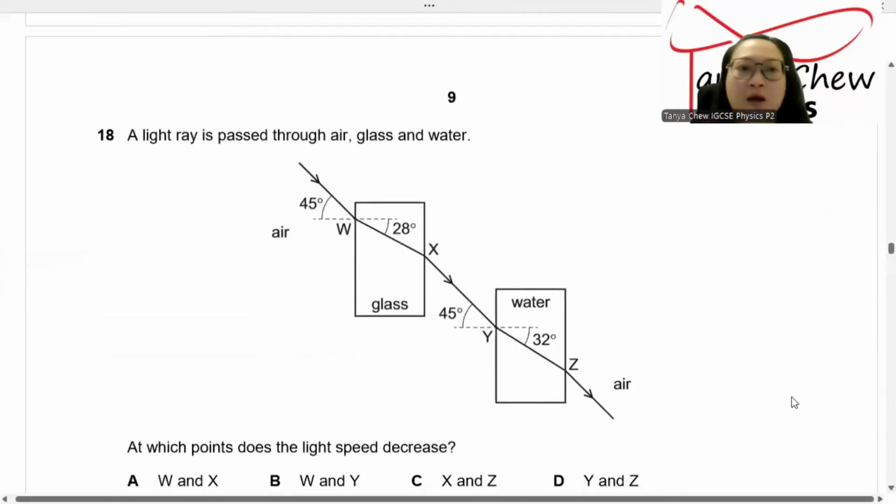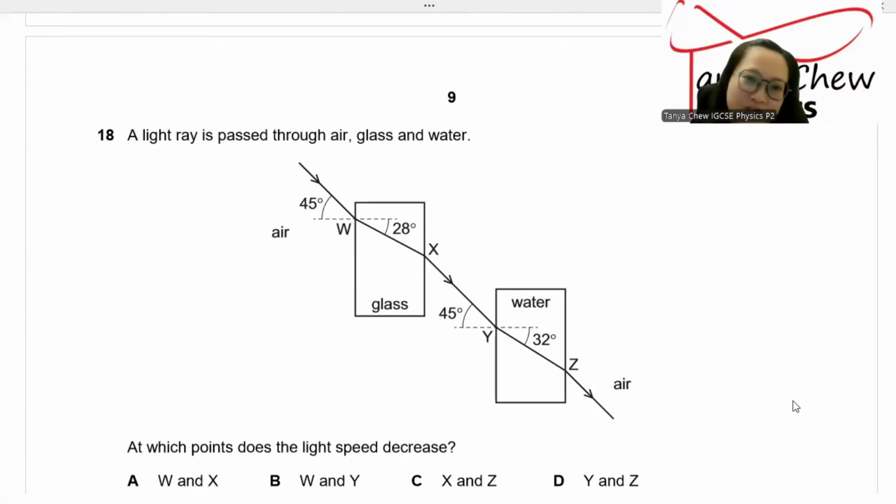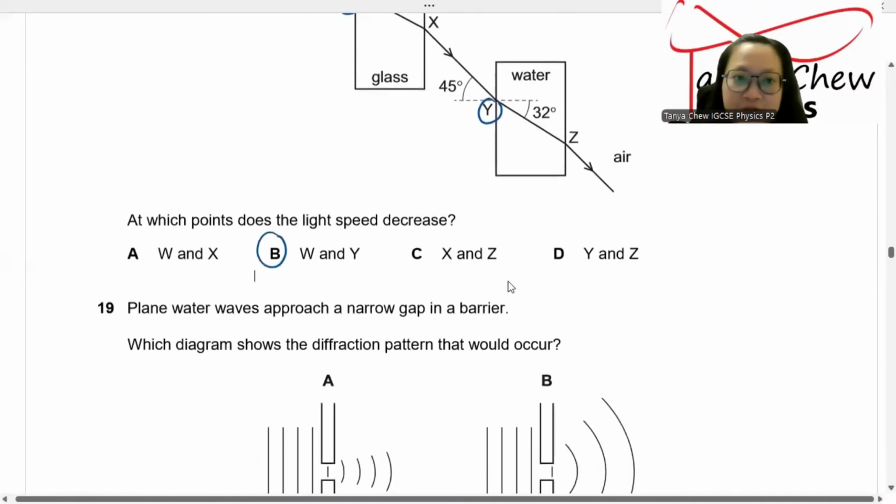Question number 18. A light ray is passed through air, glass, and water. At which point does the light speed decrease? Light speed will decrease when it travels from air to a medium. So it started to decrease at W because it travels from air to glass, and it will decrease at Y because it traveled from air to water. So W and Y is the answer.